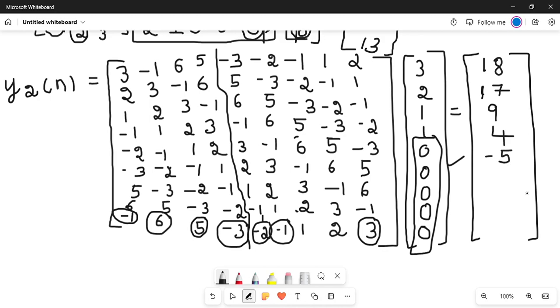And next, you're supposed to start once again. Take the next value: minus 9, minus 4, minus 1, minus 9, minus 4, minus 1, and plus 1. Fine. So it is minus 13.